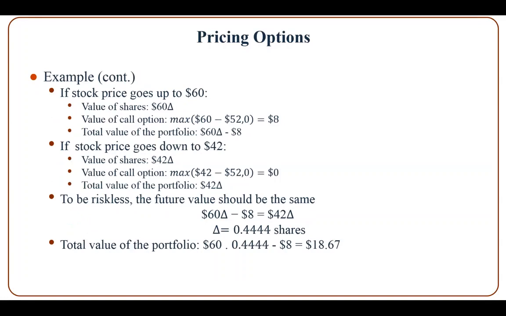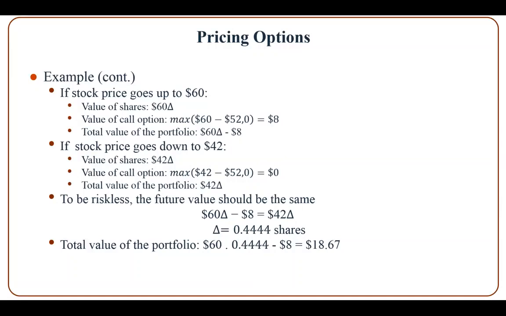If the stock price goes up to 60, then the value of the total shares is 60 delta, and the value of the call option is max of 60 minus 52 and 0. That is equal to $8, and the total value of the portfolio is 60 delta minus 8. And similarly, if the stock price goes down to 42, then the total value of the portfolio is 42 delta.